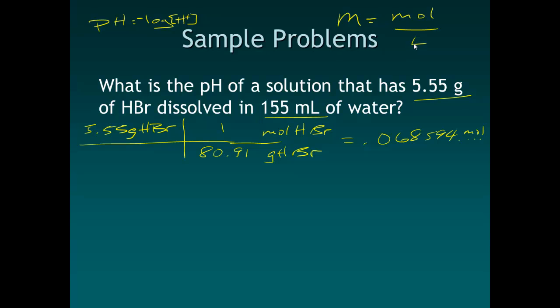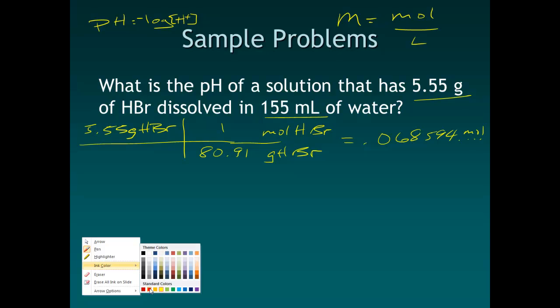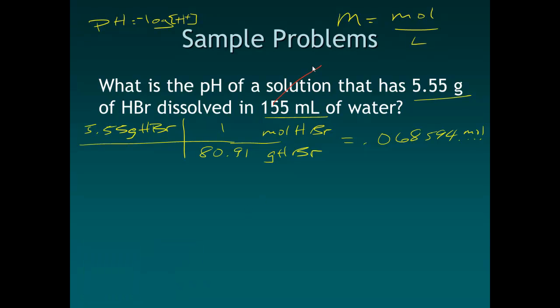Now, I've got my liters, and here I have milliliters. You need to be able to change your milliliters to liters. That should be automatic to you at this point. We've done it in units 10 and 11. So 155 milliliters is the same as 0.155 liters. Okay. So I can just take that number on my calculator, hit divide, and do 0.155. And with that, I get this other long number, 0.4425, etc. And that is my molarity.